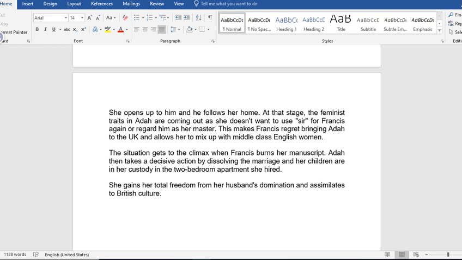The story gets to the climax when Francis burns a manuscript. Ada then takes a decisive action by dissolving the marriage, and her children are in her custody in the two-bedroom apartment she hired. She gains her total freedom from her husband's domination and assimilates to British culture. So, we have done justice to the two questions.